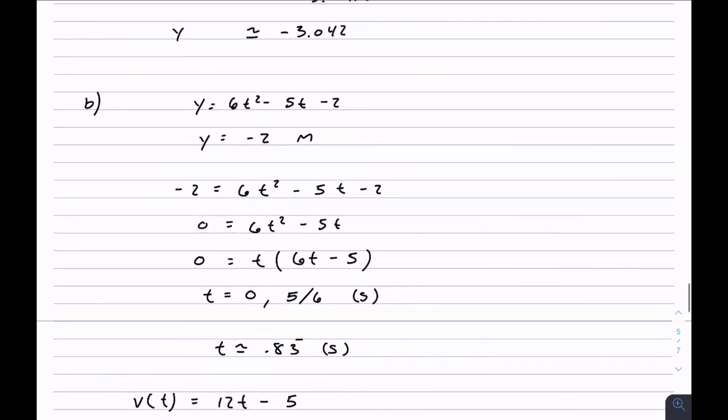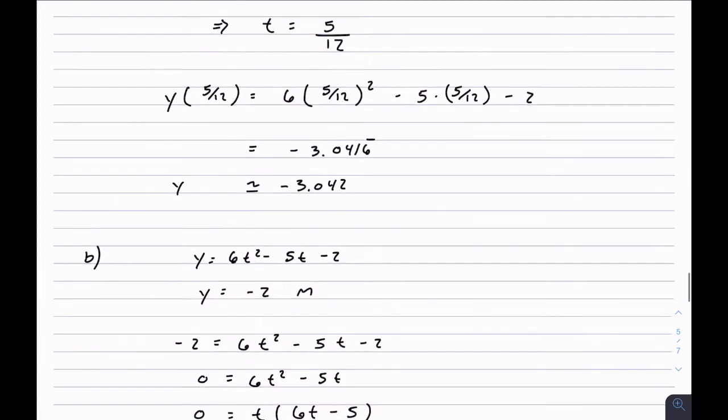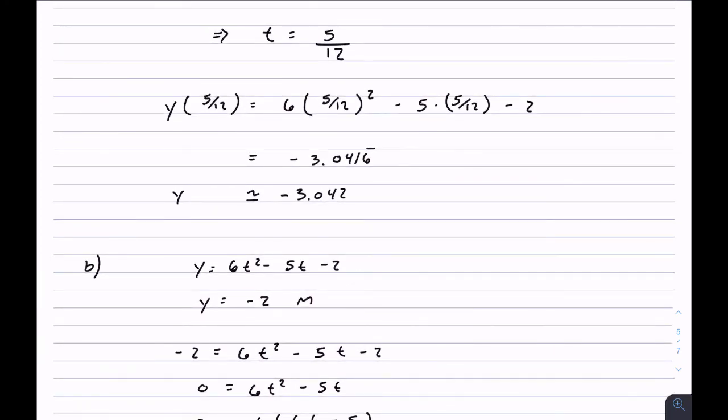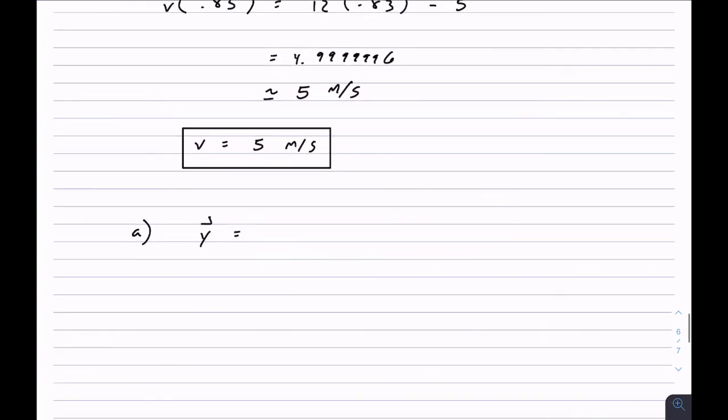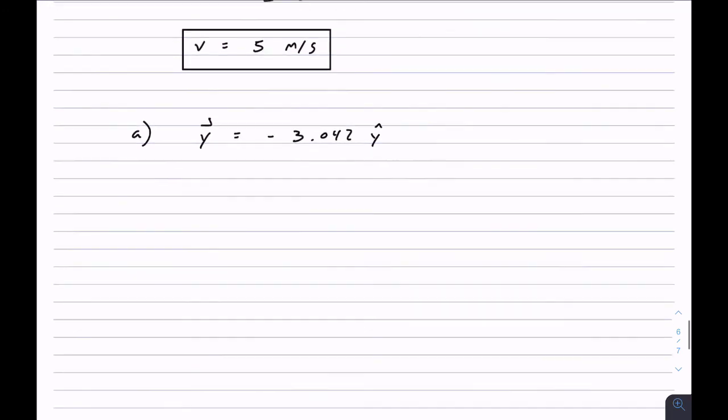Before we finish up, we're almost done. We're also asked to express these in vector form. So for part A, negative 3.042. In vector form, y is equal to, it's actually y of t, right? No, it's not, it's the position vector. We want negative 3.042 y hat in the y direction.